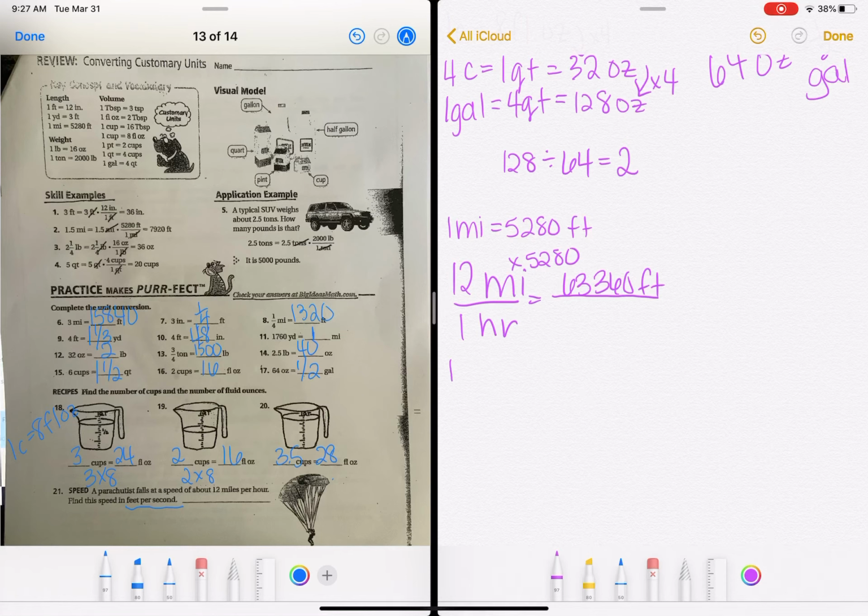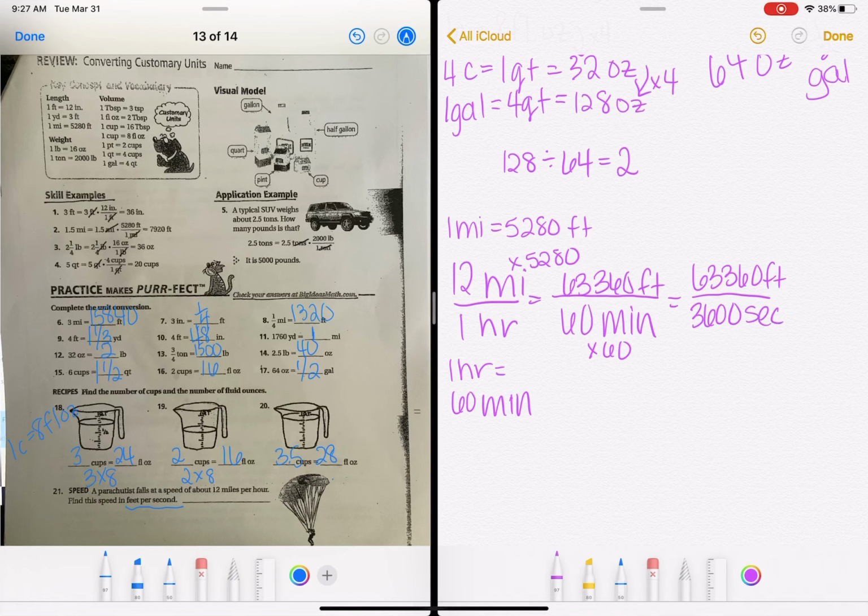The next thing I need to do is change hours to minutes. So we know that 1 hour equals 60 minutes. So I'm just going to rewrite as 60 minutes. So we have 63,360 feet. We need feet per second. So in 1 minute, there is 60 seconds. So I'm going to multiply 60 by 60 to get 3,600 seconds.